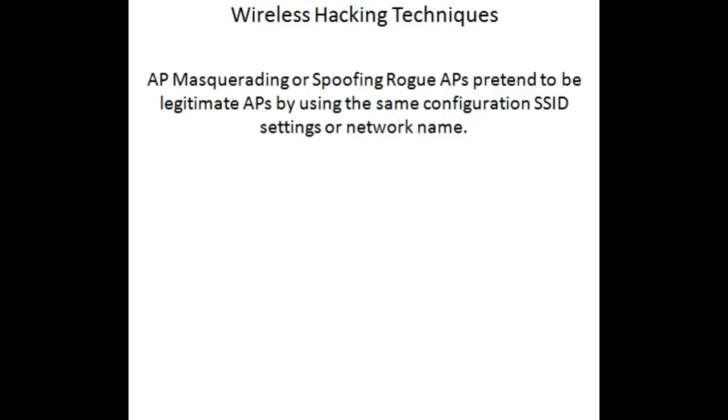Planting rogue access points. The most dangerous attack is a rogue AP that has been planted to allow a hacker access to the target LAN. A countermeasure is to use a WIPS to detect and locate rogue APs.